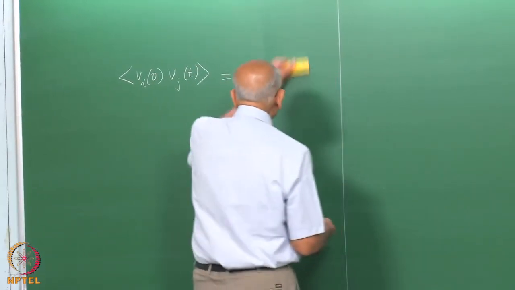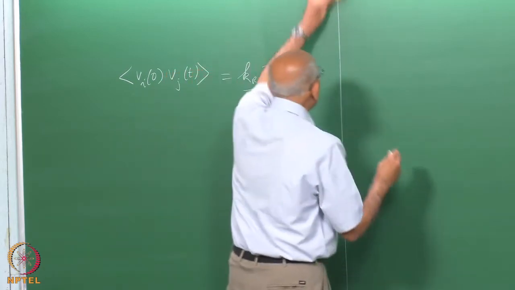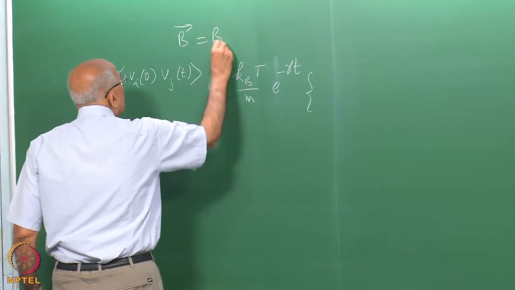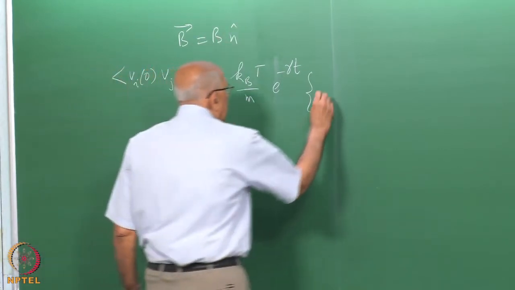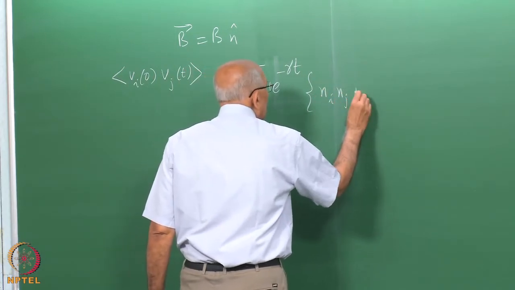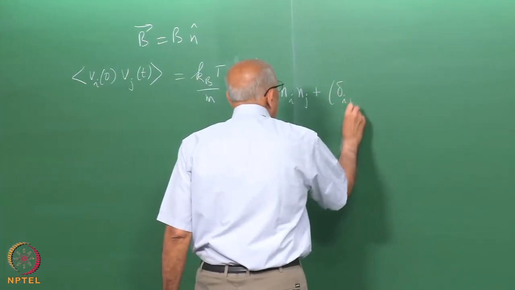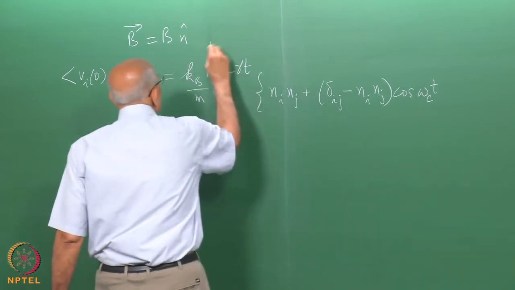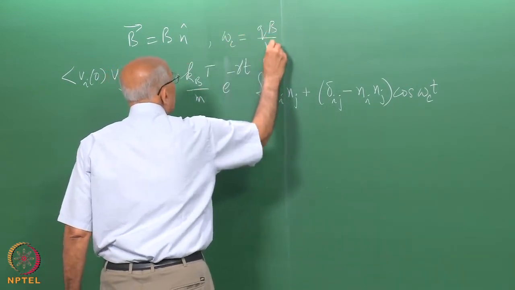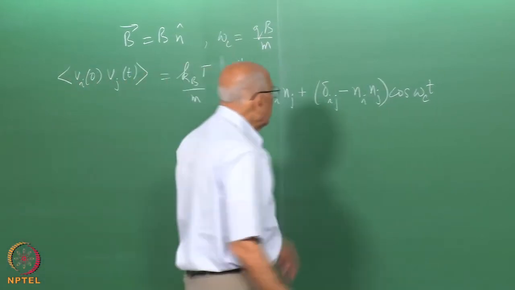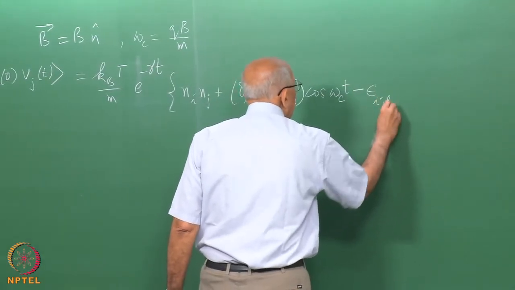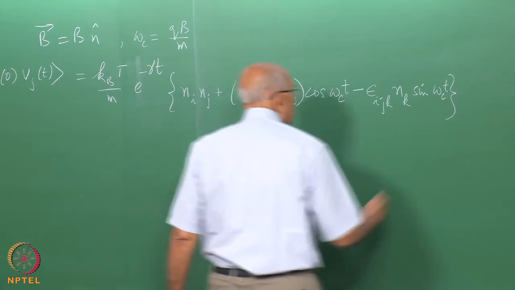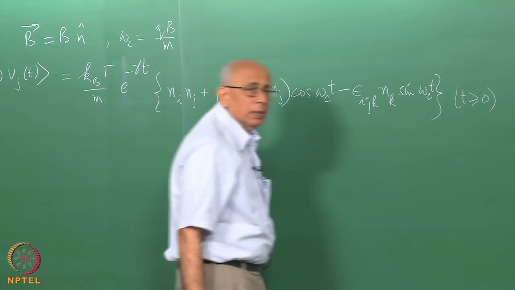There was of course a damping factor, so there is an e to the minus gamma t, and then that gets multiplied, for a field B, which was B times some unit vector n, by n_i n_j plus a delta_ij minus n_i n_j cos omega_c t, where omega_c is the cyclotron frequency qB over m, q being the charge of the particle. Then there was a second term minus a third term, which is epsilon_ijk n_k sin omega_c t, and this was true for t greater than or equal to 0. This is the expression we derived.